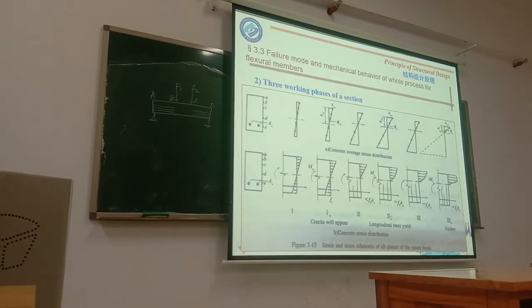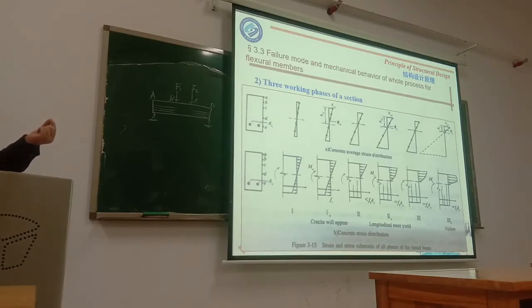second phase, it reaches the yield strength. But at the beginning here, when the crack just appears, you see, at the end of the first phase, the upper part of the section is in compression. Yeah. The lower part is in tension. So not only the steel bar, but also the concrete bears the tensile force.